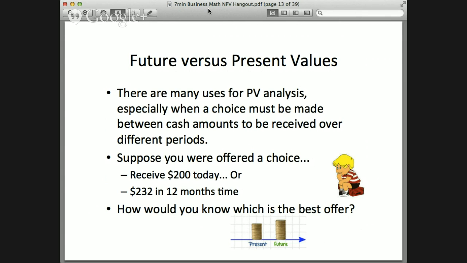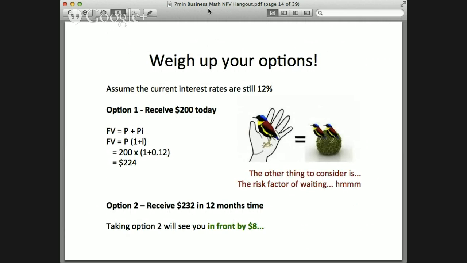Think about that. Let's look at it. Option 1, receive $200 today. In today's money, $200 goes in your pocket. Option 2 is receive $232 in 12 months' time.